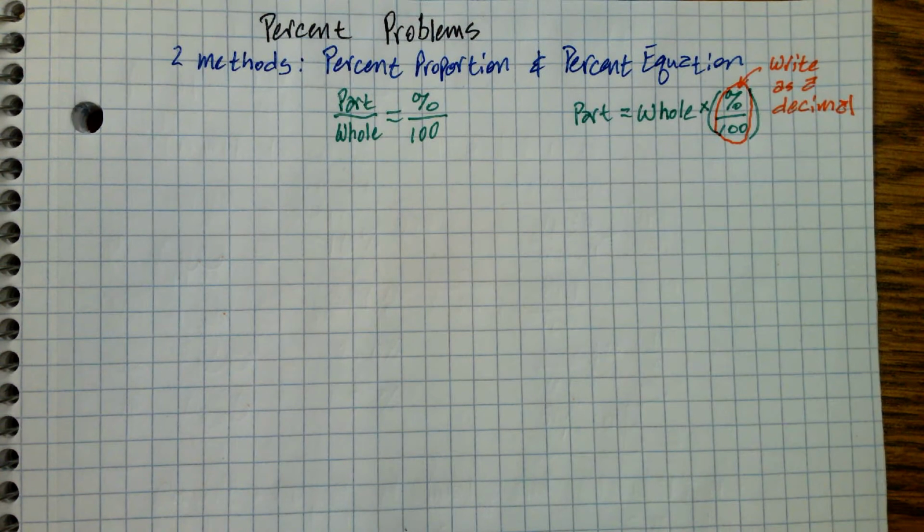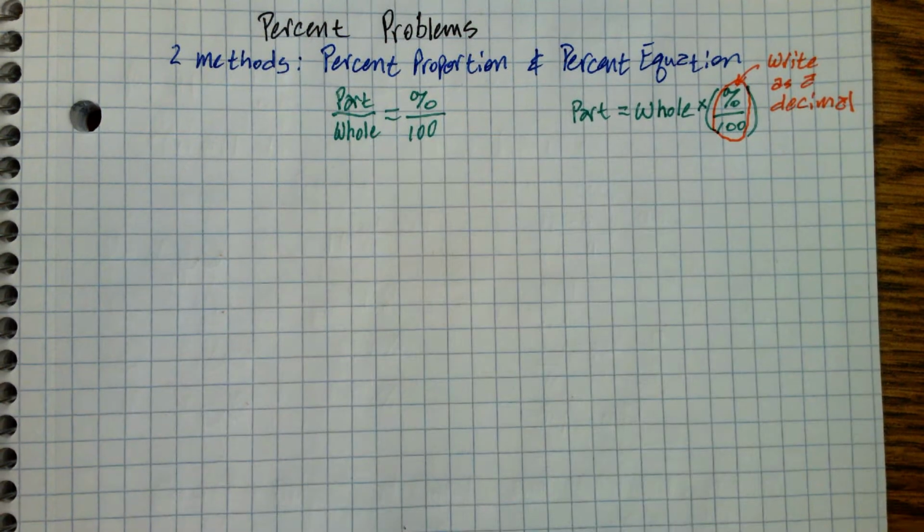And what this is going to do is give us little equations that we solve for one of the unknowns, and then there you go. We have our answer. Okay. So these are our two models. We're going to solve some problems. All right. Here we go.